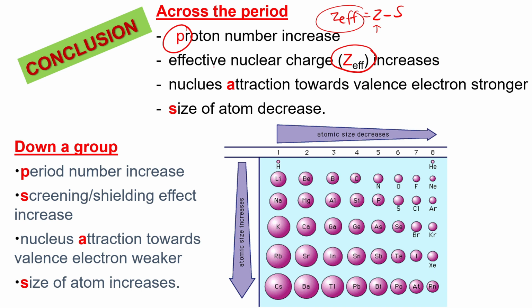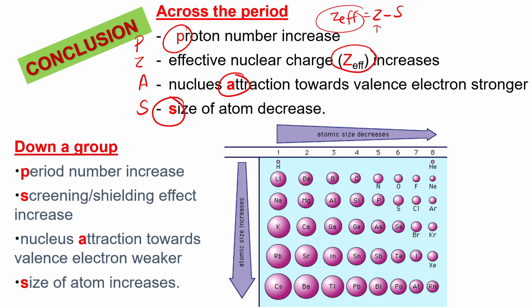So effective nuclear charge increases, nucleus attraction towards valence electron is stronger. Okay, ZEF increasing shows the nucleus pulls the valence electron more strongly. So when it pulls the valence electrons more strongly, the size of the atom becomes smaller. So size of atom decreases. PZAS. So across the period, remember PZAS.